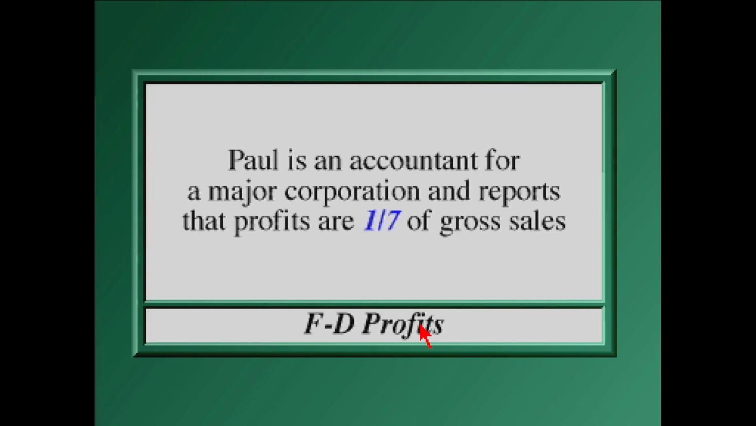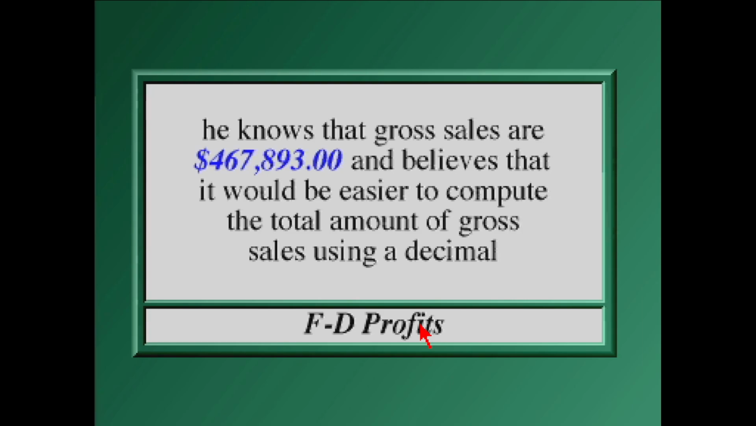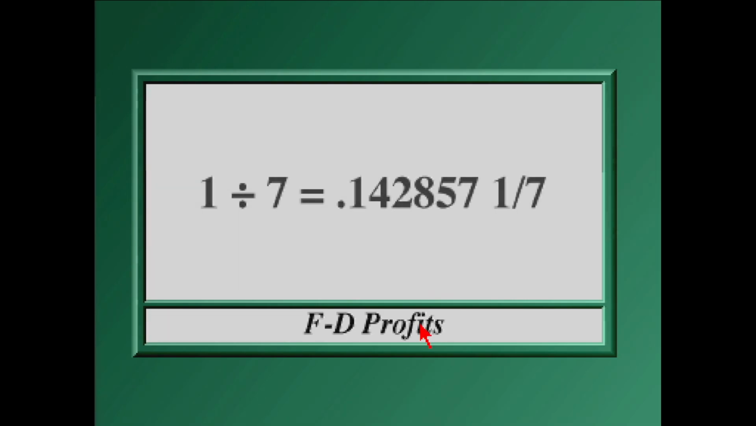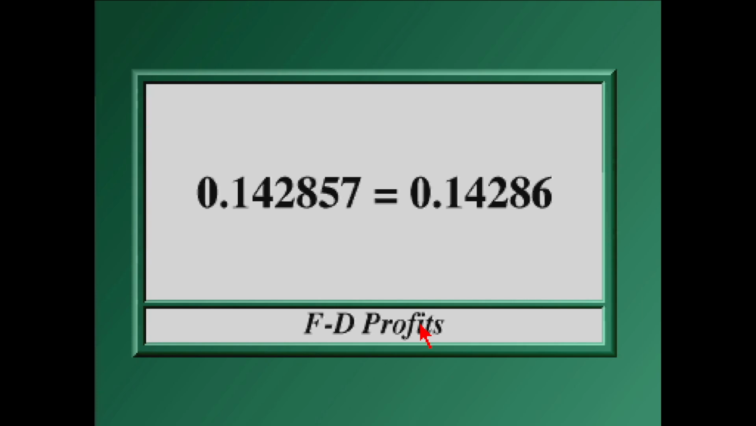Paul is an accountant for a major corporation and reports that profits are 1/7 of gross sales. He knows that gross sales are $467,893 and believes it would be easier to compute the total amount of profit using a decimal in place of a fraction. Paul agrees and divides 7 into 1. After dividing 6 places, a remainder continues to exist. Paul wants a level of accuracy to the nearest 100 thousandths, or to 5 places to the right of the decimal point. This means that all 6 places to the right of the decimal point must be considered.